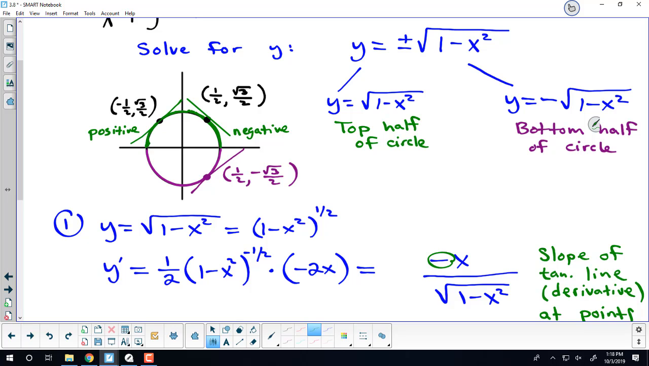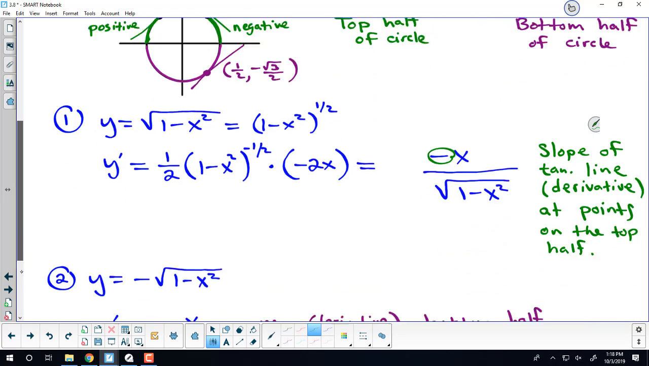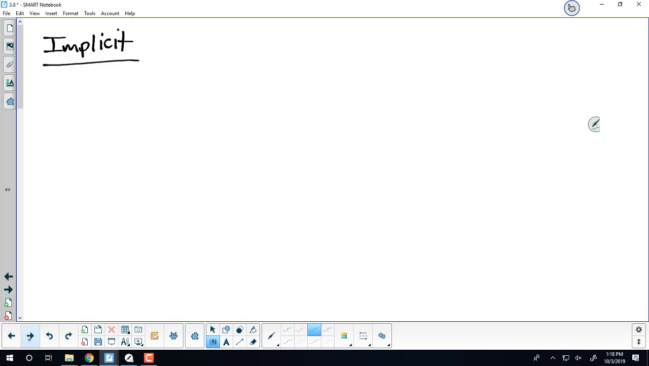So we could reason through it that way, and see that I can solve for that function explicitly. In other words, I can say y equals this stuff involving x and take the derivative as we normally have, and everything is fine. So let's look at how we take the derivative of that equation implicitly.